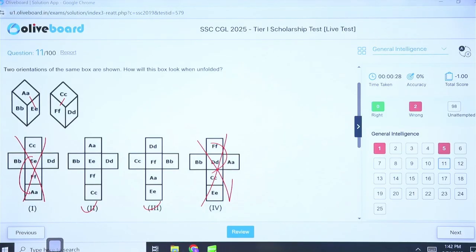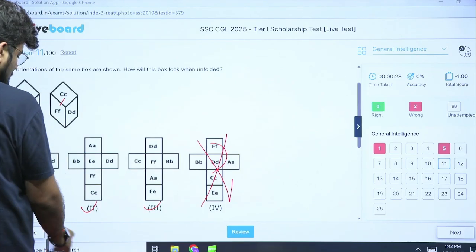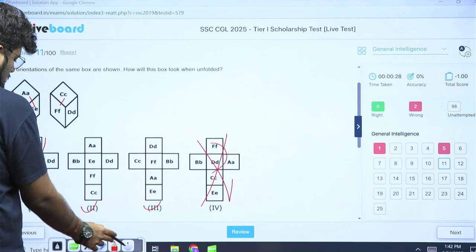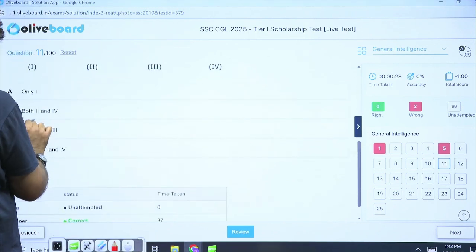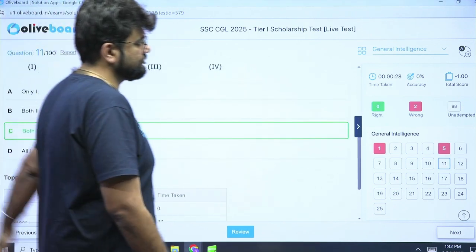Let's just check. D and A, one face from here, F and E, one face from here, and C and B, one face from here. This is possible. B and D, one face from here, A and F, one face from here, E and C, one face from here. So 2 and 3 are possibilities which can be formed. So this makes option C as the right answer.